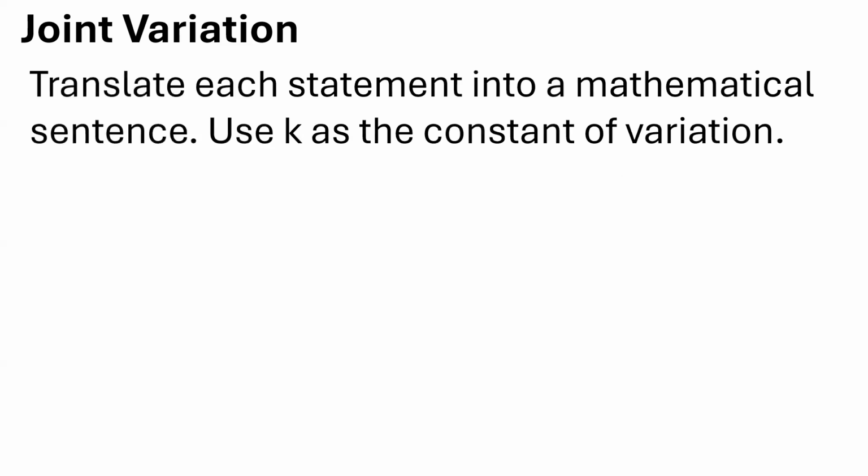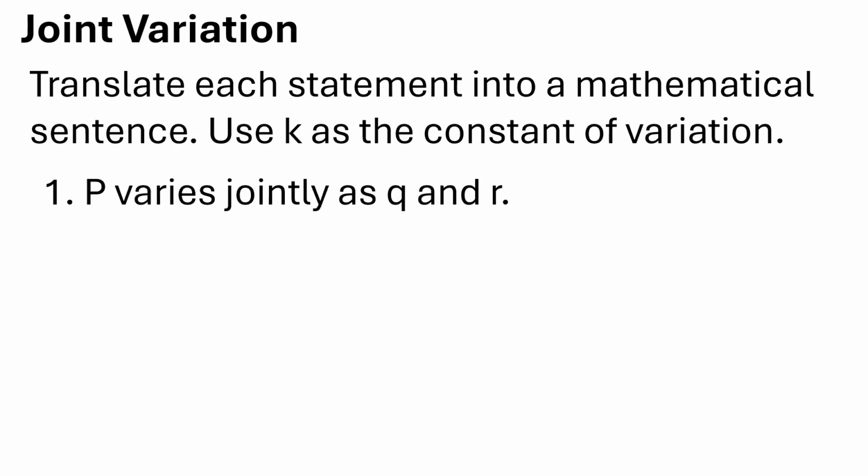Okay, here, let's have another. Translate each statement into a mathematical sentence. Use k as the constant variation. Here, P varies jointly as Q and R. Notice that P varies. Alam na natin na yung P natin is nasa kabilang side of the equation alone, and then equal sign natin, and then jointly natin sa Q and R. Meaning we have to connect the constant variation sa Q and R. Paano ba yun? Ito lang yun. P is equal to kQR.